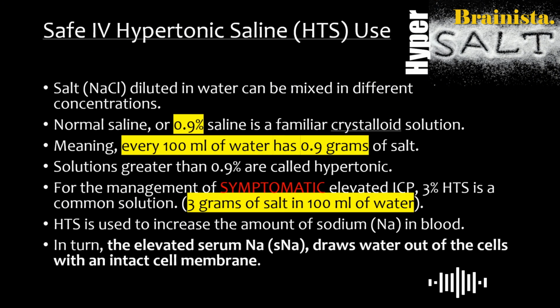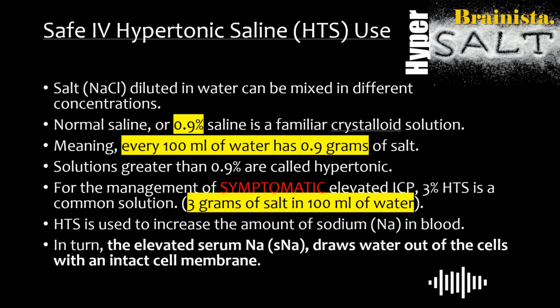Salt, or sodium chloride, diluted in water can be mixed in different concentrations. Normal saline, or 0.9% saline, is a familiar crystalloid solution. Meaning, every 100 milliliters of water has 0.9 grams of salt. Solutions greater than 0.9% are called hypertonic. For the management of symptomatic elevated ICP, 3% hypertonic saline is a common solution. That is, 3 grams of salt in 100 milliliters of water.